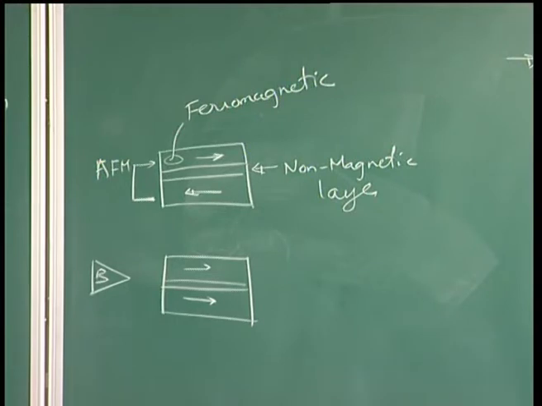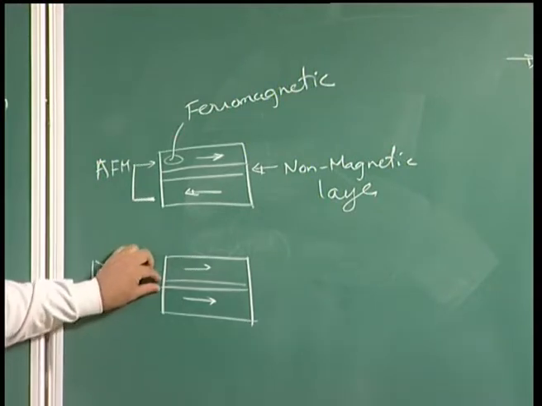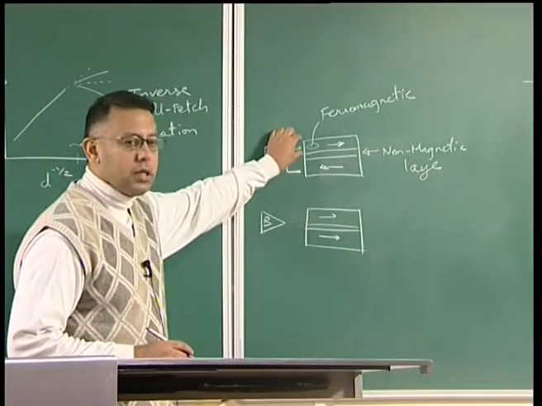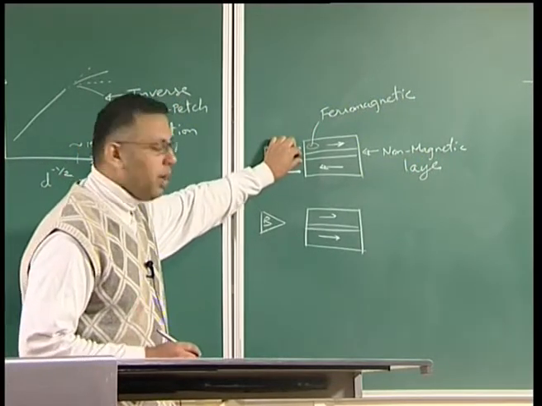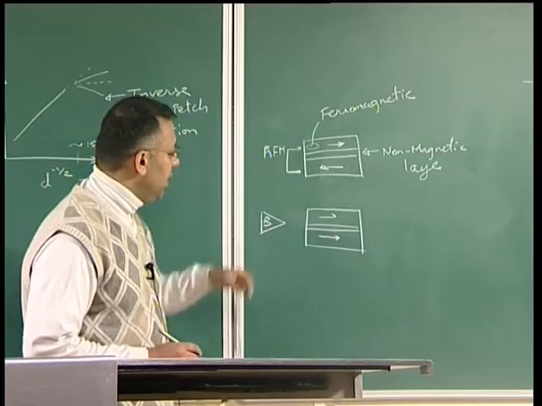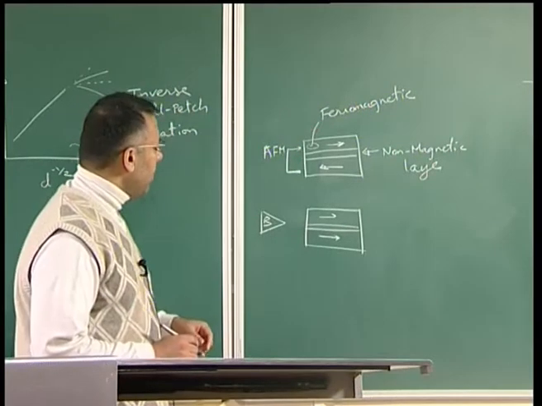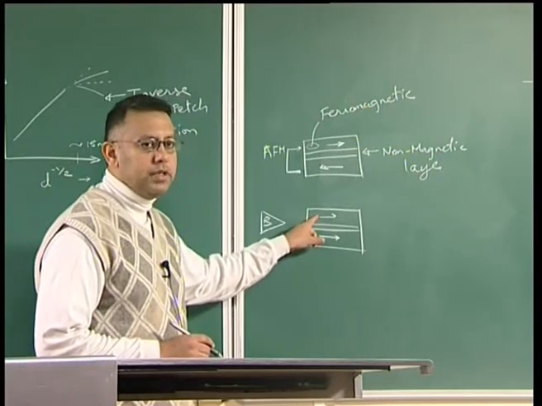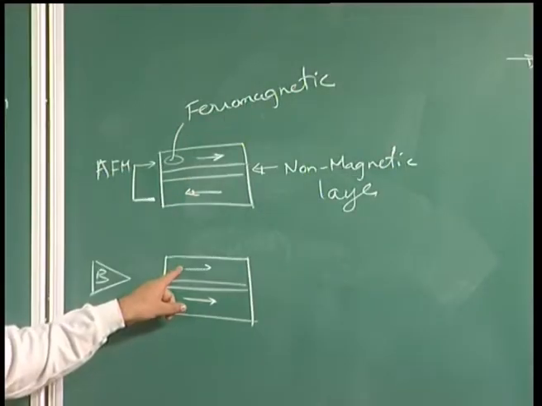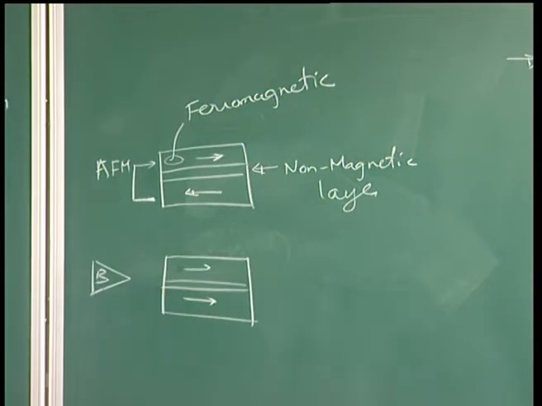Now, obviously, it is very clear that the thickness of these layers is very, very small. The spacing layer thickness is very important, because it has to be within the spin diffusion length of the material. The mode of scattering here, which gives rise to the electron scattering and hence the resistance, as I pointed out, is actually spin dependent.